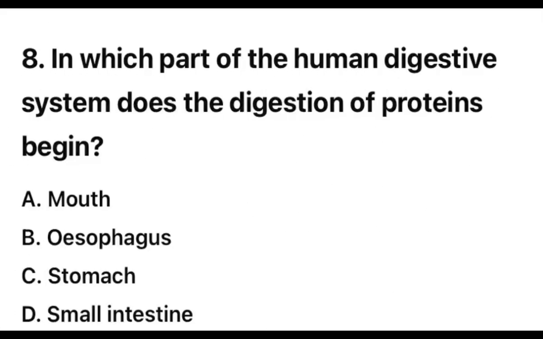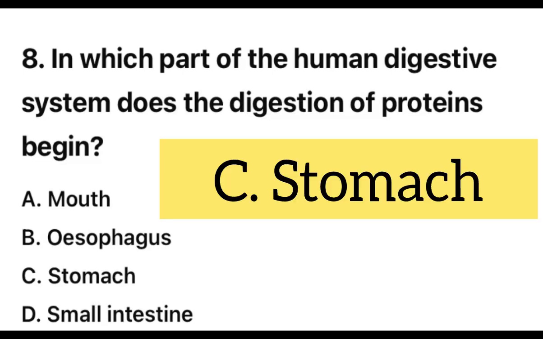Question 8 says, in which part of the human digestive system does the digestion of proteins begin? Option A, the mouth. Option B, esophagus. Option C, stomach. Option D, small intestine. The correct answer is the stomach.